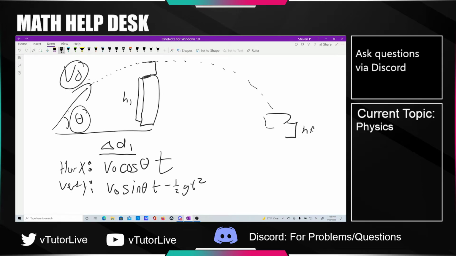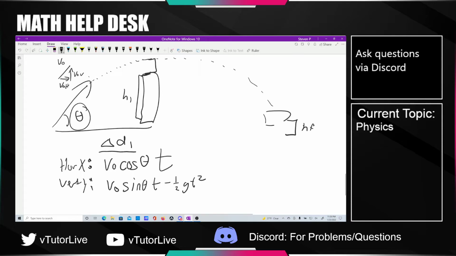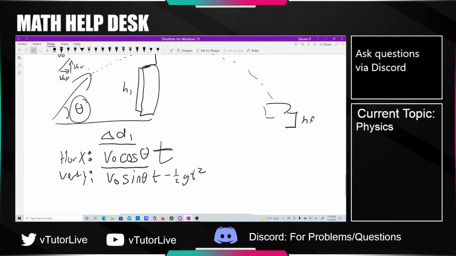You realize that as they're flying up, they have some initial velocity. So v naught is going to break into a horizontal and a vertical component: v naught horizontal and v naught vertical, I guess. And the idea is that the horizontal velocity is just going to be v naught cosine theta, and the horizontal position is just going to be that horizontal speed multiplied by t. So far, so good.